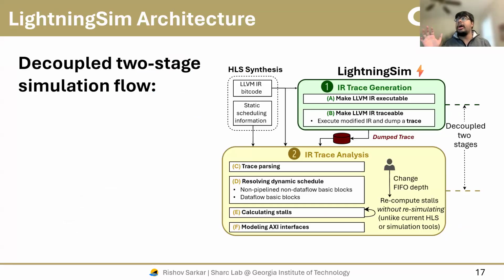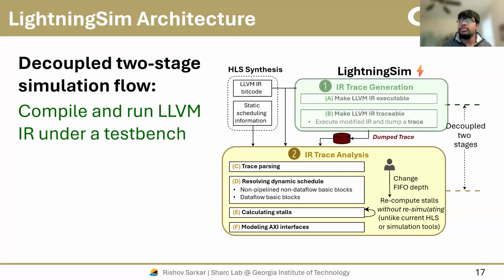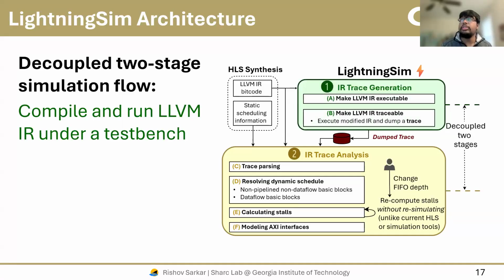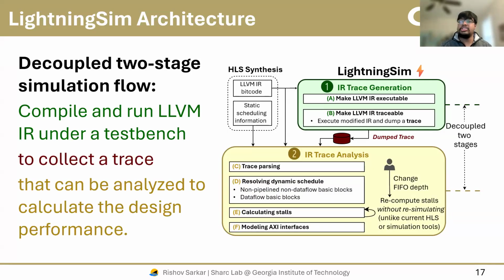Now to talk about the way that I actually implemented this, the architecture. I use a decoupled 2-stage simulation flow. So the first thing I do is I compile and run LLVM IR under a given test bench. And what that does is it produces a trace, as I mentioned, the trace indicating which loops ran, how many times each loop ran, things like that. And then I analyze that trace to calculate the design performance.